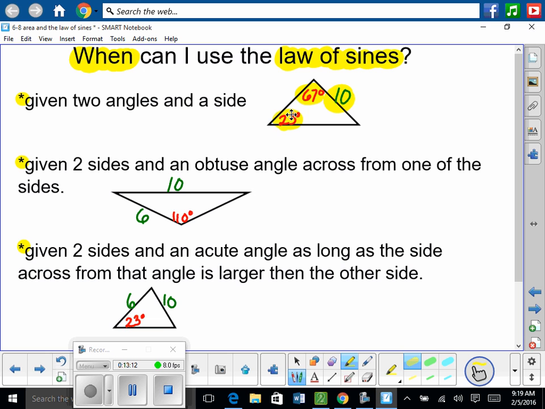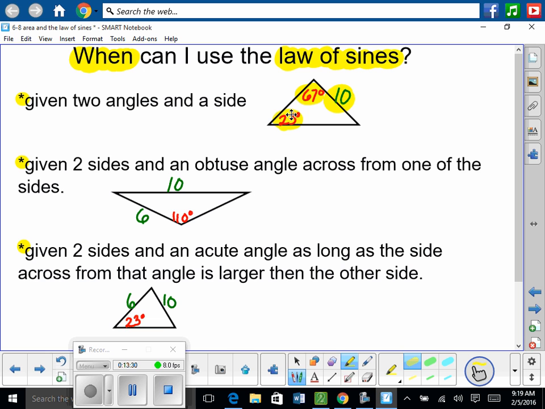Now, this is the next one. If you're given 2 sides and an obtuse angle, obtuse means greater than 90 degrees. So if you're given 2 sides, such as 10 and 6, and an obtuse angle, does everybody see how we have 2 sides and an obtuse angle? As long as the obtuse angle is across from one of the sides.